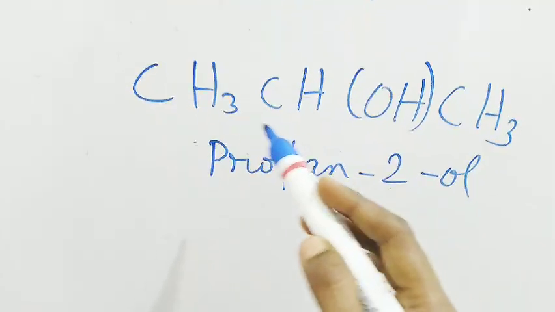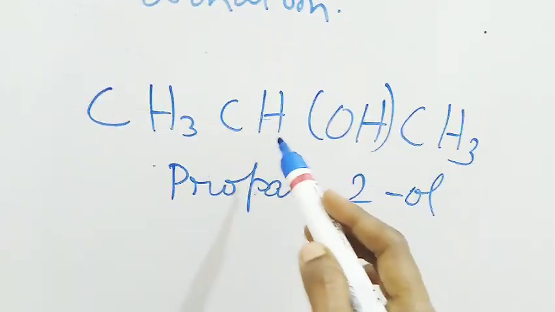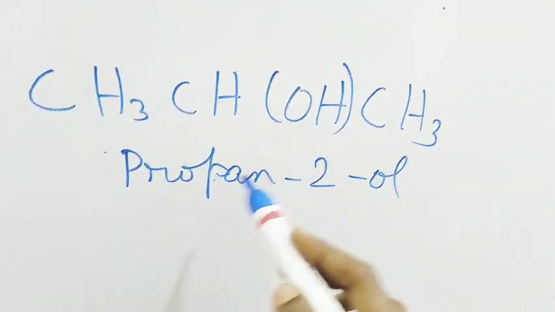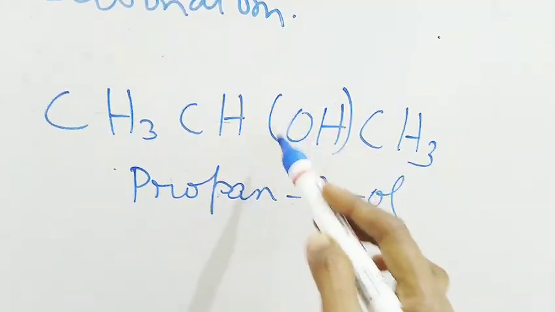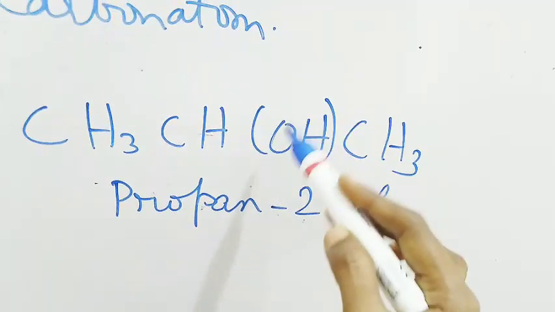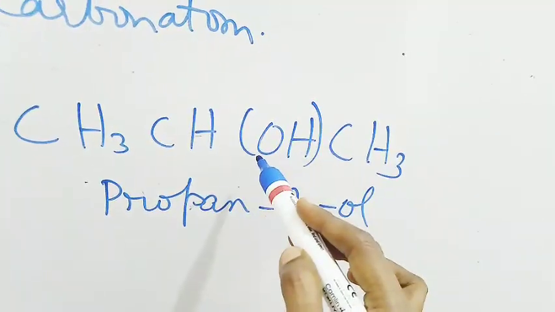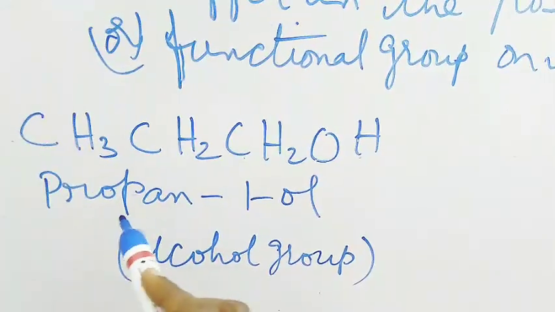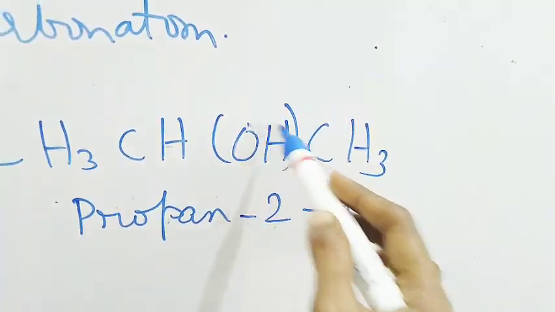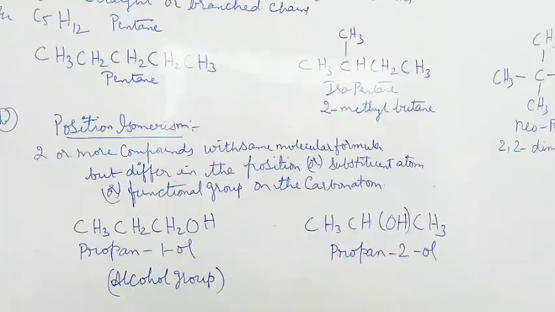Now let us see the position isomerism for the same, the second one. The same thing only, CH3, CHOH, CH3. Now here propan, 1, 2, 3, 3 carbon atoms only, but there is a change in the position of the functional group, OH. This alcohol has come to the second position. So you call it propan 2-ol. Here it is in the first position, so you call it propan 1-ol. And here it is, from here, 1, 2, second position. So propan 2-ol. So this is about chain isomerism and position isomerism.